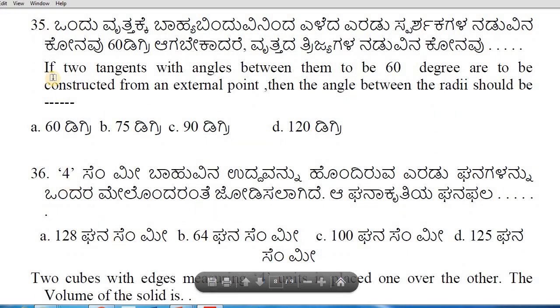Question number 35. If two tangents with the angle between them to be 60 degrees are to be constructed from an external point, meaning the angle between the tangents is given as 60 degrees, then the angle between the radii should be, children, many times I said this. When we draw tangents from an external point, the angle between the tangents and the angle between the radii sum will be 180 degrees. So here the angle between the tangents is 60 degrees, hence the angle between the radii should be 120 degrees. So option D is correct.